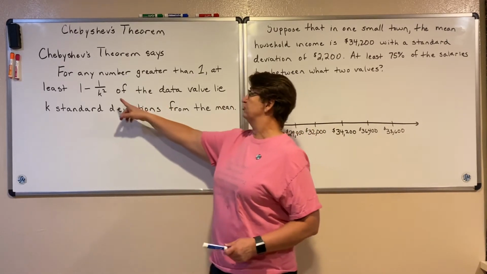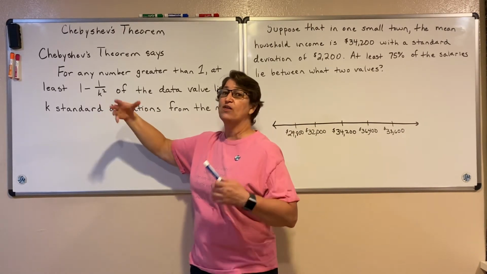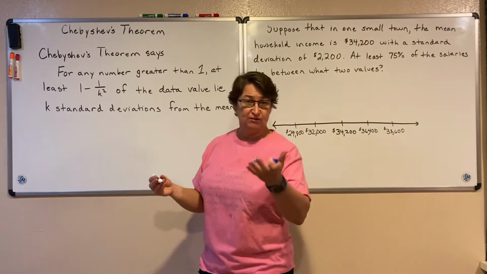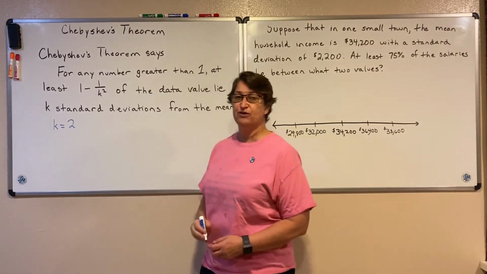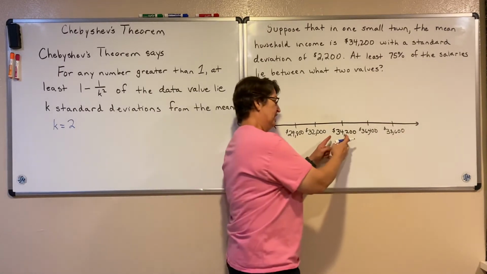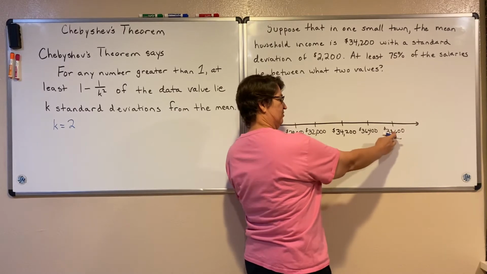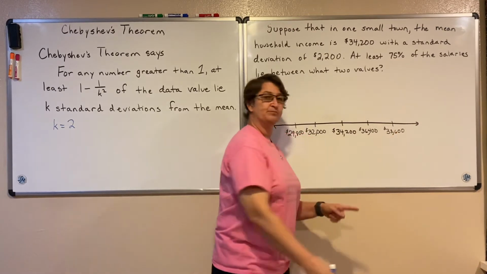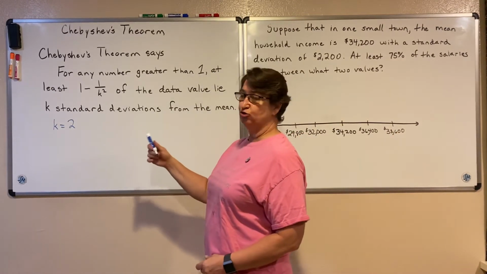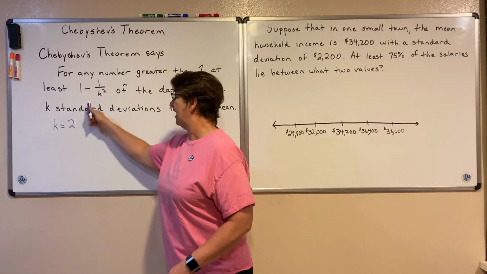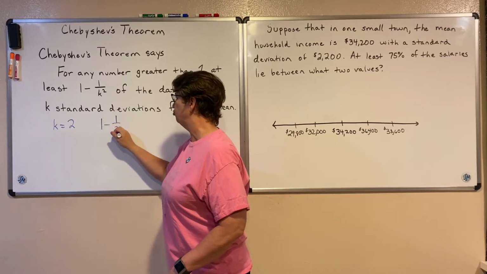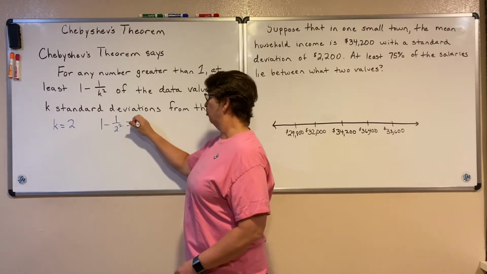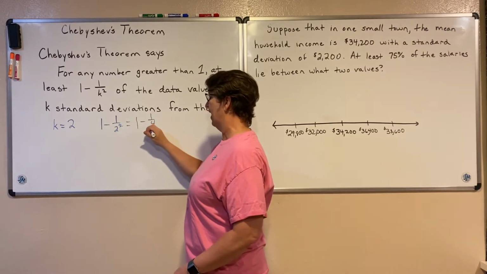So we want our k to be more than 1. We're going to go more than one standard deviation out. So let's go out two standard deviations. k is just representing the number of standard deviations that we're looking out. In other words, here was one standard deviation out. This is two. This is what we're making k right now: out two standard deviations. And if I go out two standard deviations, I can plug that 2 into this little formula so that I have 1 minus 1 over 2 squared, which equals 1 minus 1 fourth.